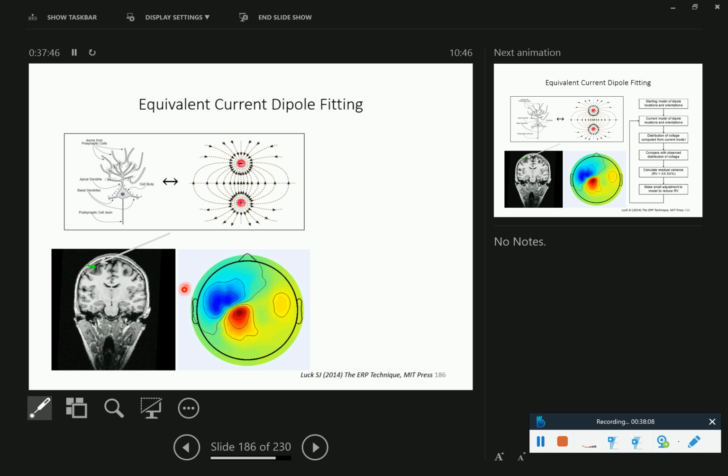And here, for example, you have this clear dipolar pattern where you would think that somewhere under this on the scalp, you have the negative pole of the dipole here and the positive pole of the dipole here.